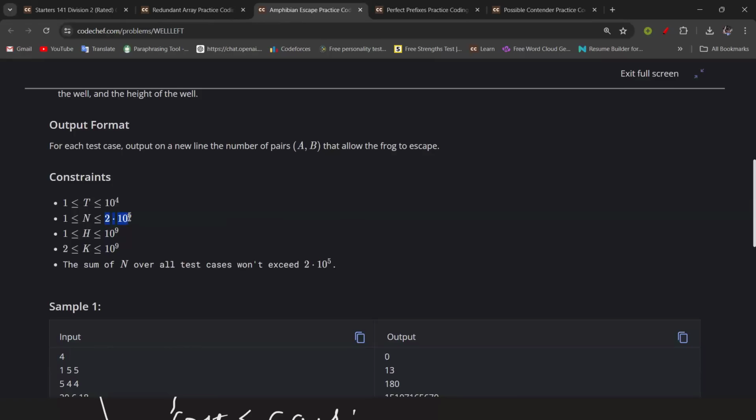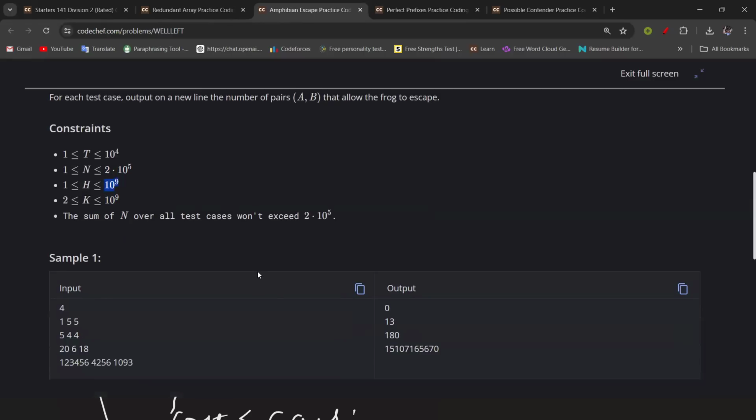So you can see here that you cannot go O of n square. You cannot just go to every pair and check. So you'll have to optimize it a little. And k is 1e9. The number of seconds can be up to 1e9, height can be up to 1e9. So now let's see what we can do here.